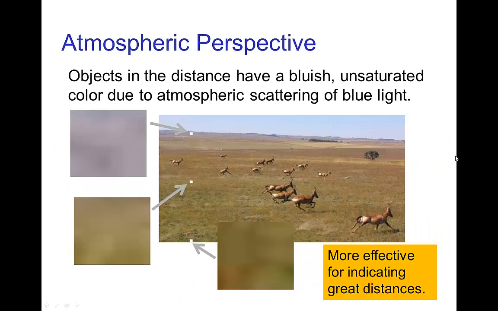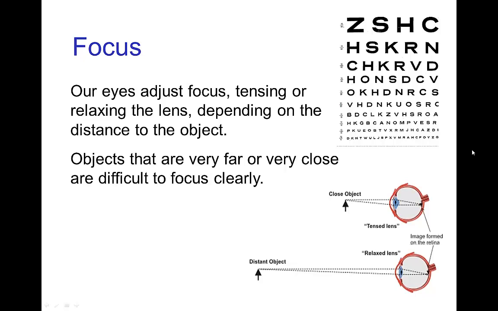Yet another visual cue for depth is atmospheric perspective. So this is mostly effective for indicating large distances. So in this landscape, the parts of the field which are closer to us are more saturated, and the color desaturates into the distance and acquires more of a bluish tint in the distance.